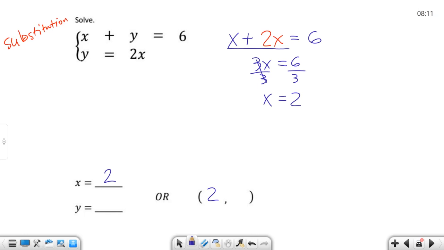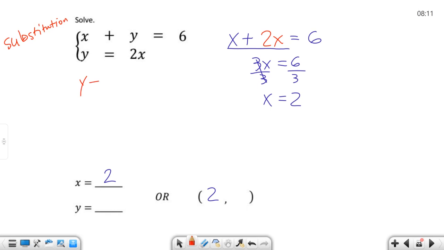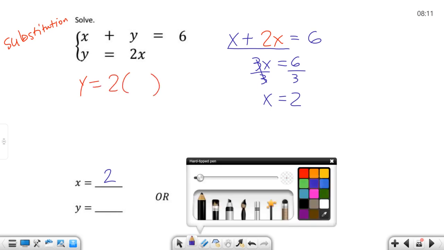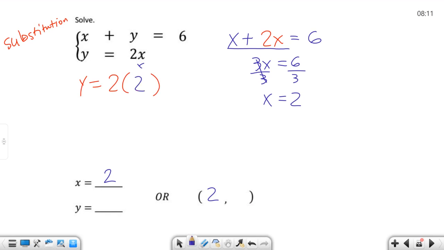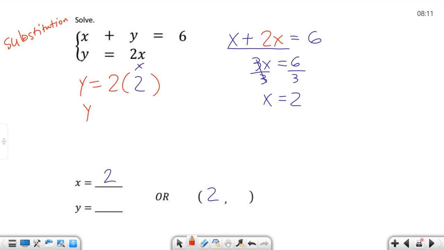How do I go back and find the y value? Well, look, y equals 2x. I found x, so now go plug it in. I have y equals 2 times x. But wait a minute, what is x? X is 2, isn't it? So then what does y equal? Y equals 2 times 2 is 4, so then 4 goes in here.